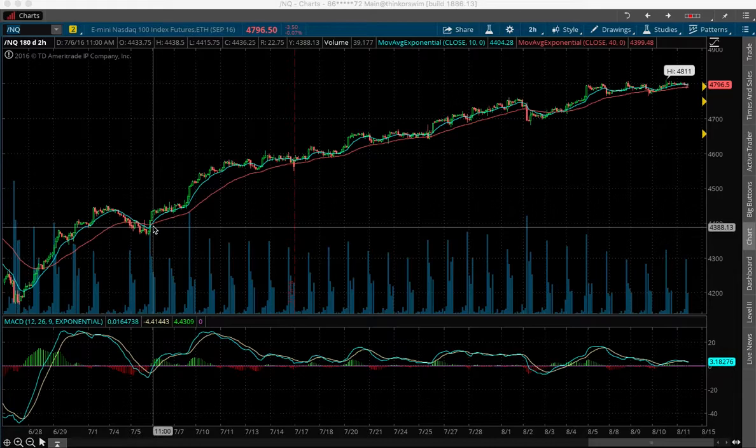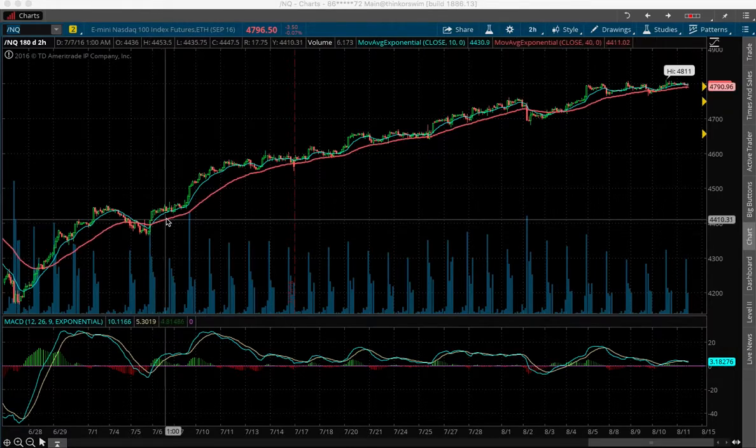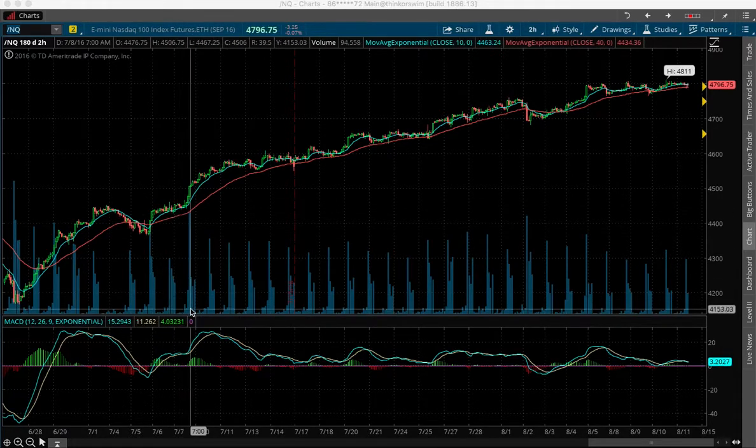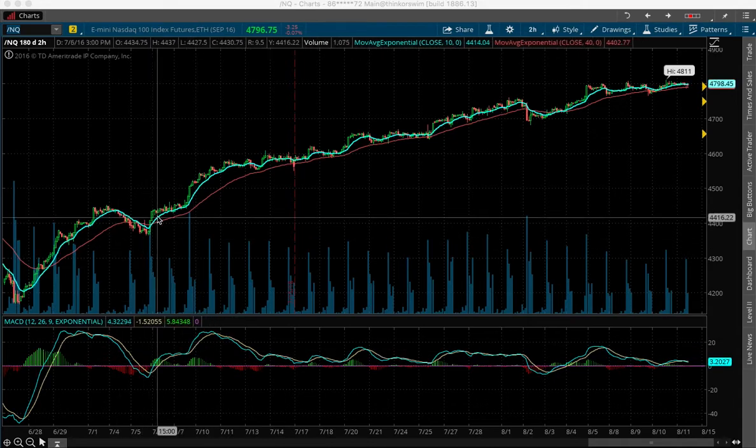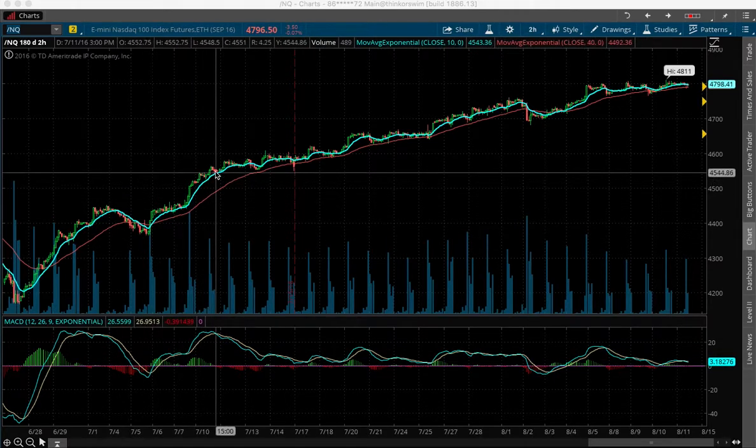Okay, let's look at the next one. This gets you in, and as long as there's no cross, you stay in the trade. See, this works awesome. So this is why people use a system like this to enter. They can simply trade off the crossovers and define the risk. Now, here's where it gets interesting.